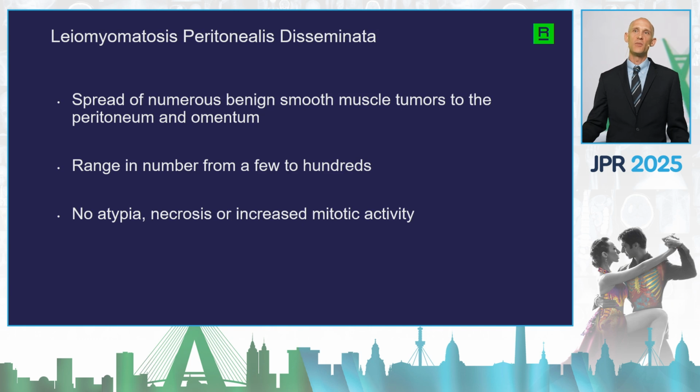Okay, we've seen leiomyomas go many different places, and the next place they can go is to the peritoneal cavity. This can be called diffuse leiomyomatosis or leiomyomatosis peritonealis disseminata. This is when you have spread of benign leiomyoma, not malignant leiomyosarcoma, out to the peritoneum or the omentum. This can be just a few masses or can be hundreds. And the key is that there's no atypia or necrosis or mitotic activity at pathology.